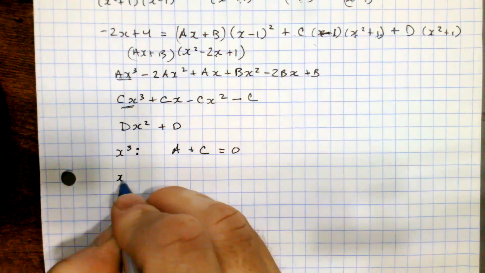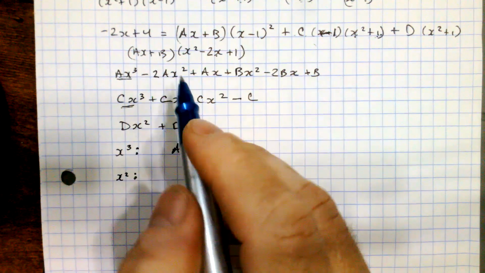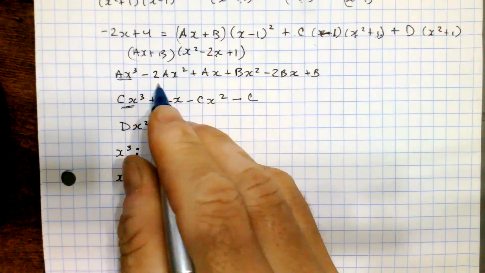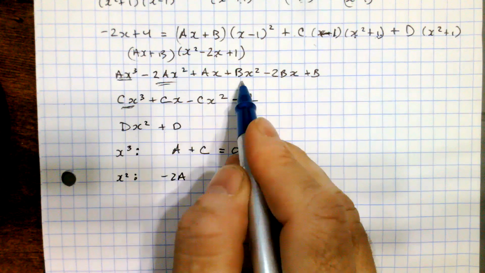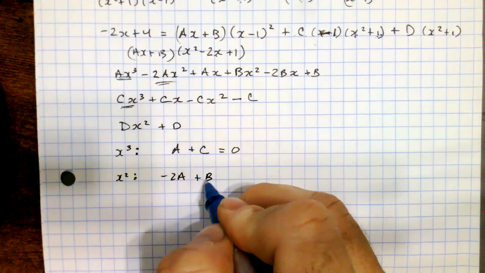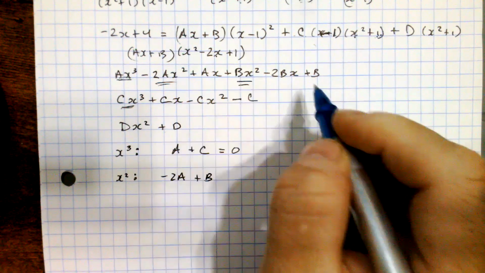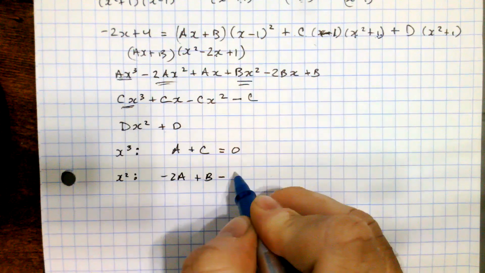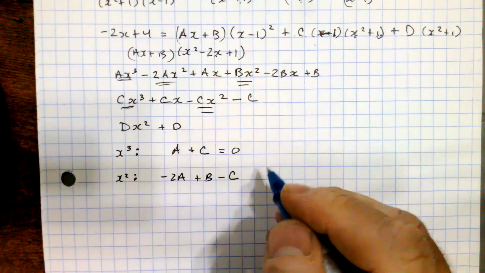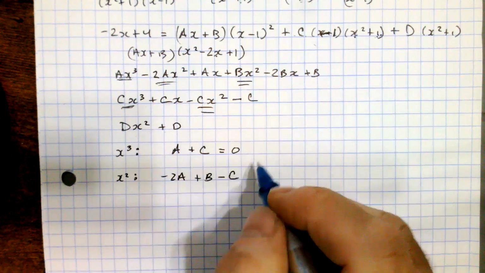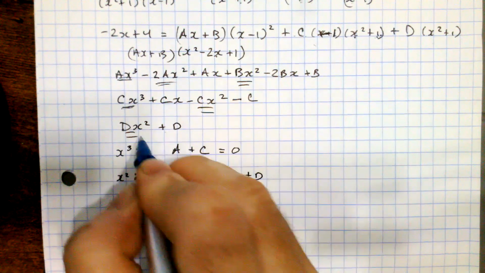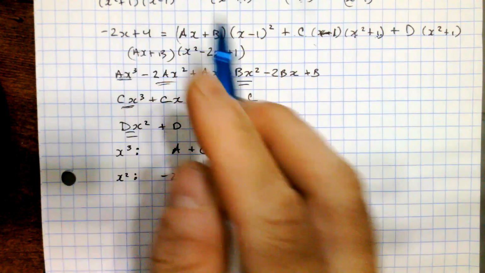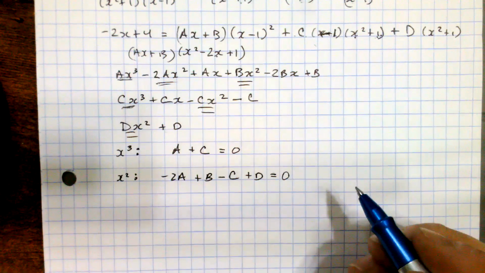Okay, all right, let's look at the x squareds. What do we have there? I have a minus 2a coming from here, and then a plus b coming from there. There's nothing else there. And then I have a minus c coming from here, and then a plus d coming from there. Again, there are no x squareds on the left-hand side, so that's going to equal 0.